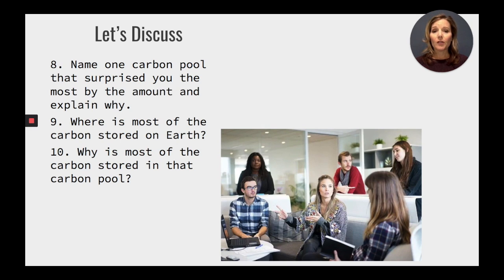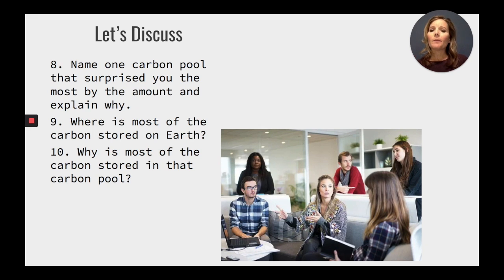I also hear students oftentimes saying that they're surprised at how little carbon is stored in the atmosphere as compared to the rest of the carbon on Earth. And if you think about it, we hear a lot about carbon and the amount of carbon in our atmosphere being troubling. So we'll come back to that thought in a moment because that's a very real observation. Is there anything else that surprised you?